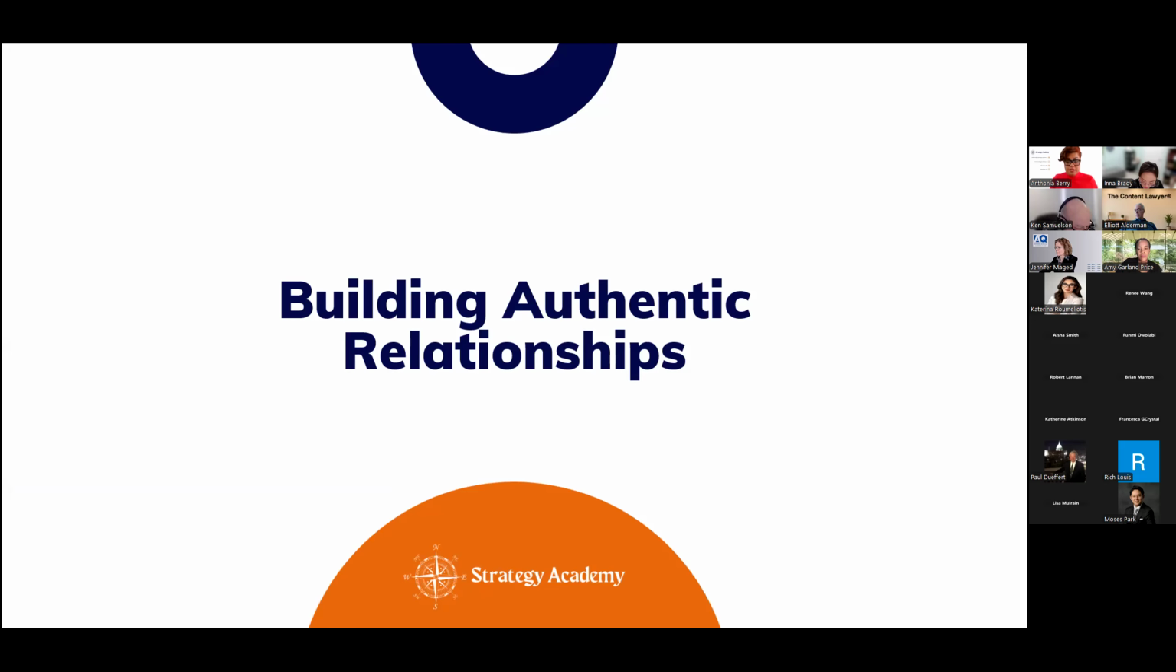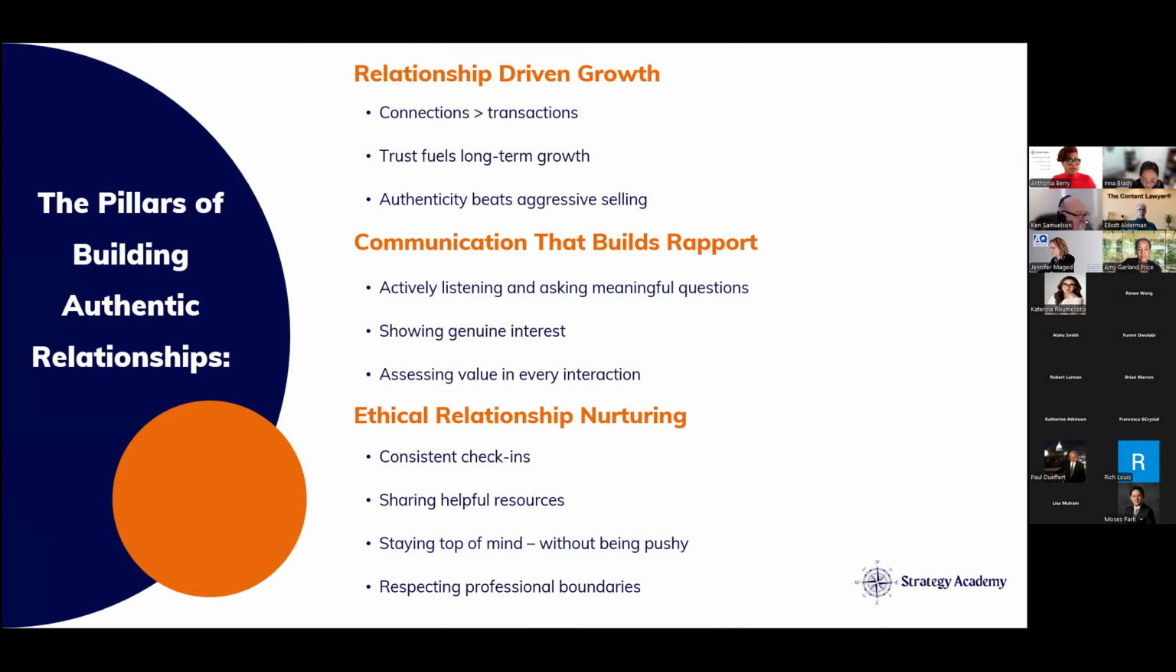So building authentic relationships is going to be super key in making those acquisitions possible. And to build these authentic relationships, there are a couple of pillars that exist in order for you to really nail these relationships down, so that you're able to move them through the acquisition path and process so that they can convert into a client. These pillars include relationship-driven growth.